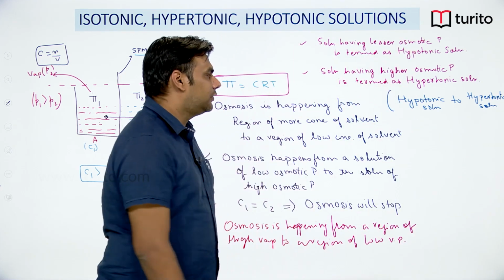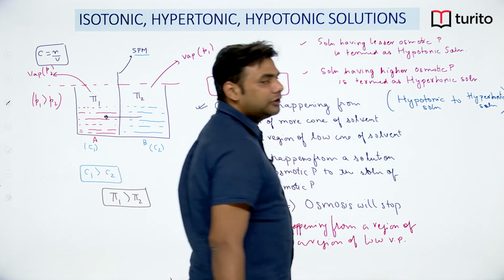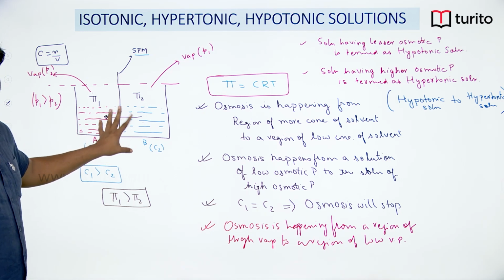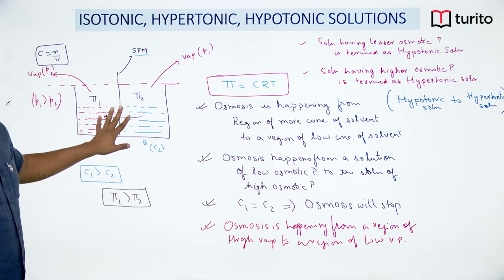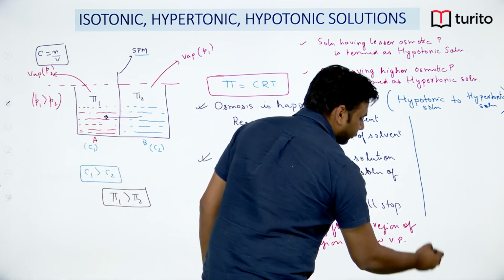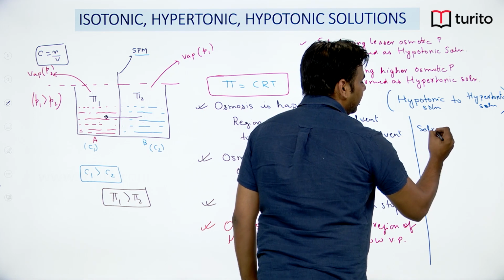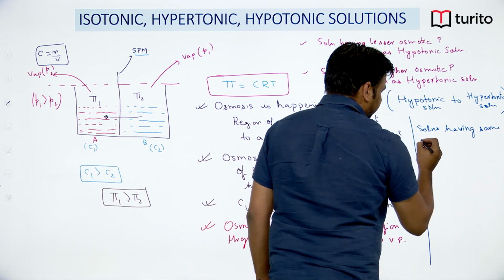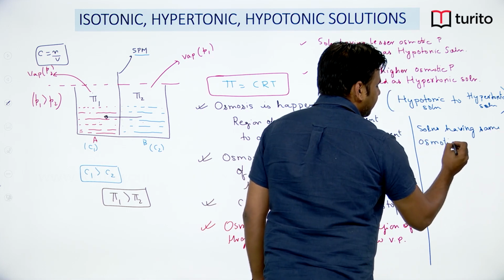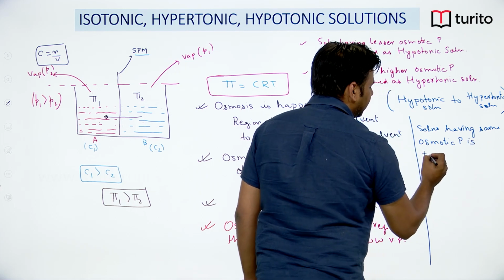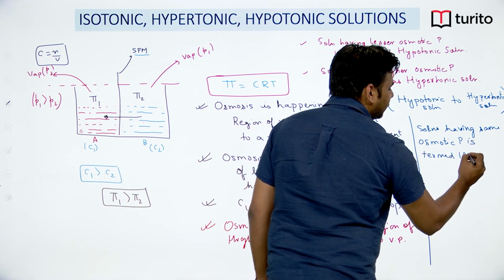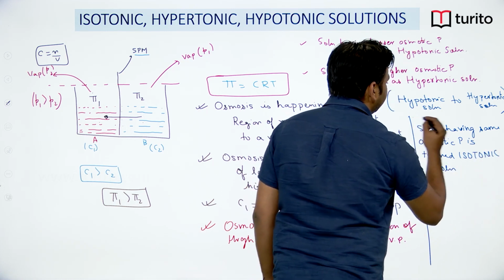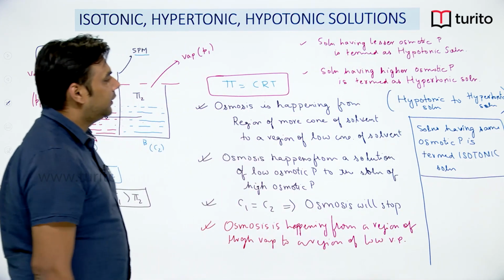Now osmosis continues till the concentration of both the solutions becomes equal. When the concentration of both the solutions becomes equal, both will have the same osmotic pressure. Solutions having the same osmotic pressure are termed as isotonic solutions. Okay, hope this is clear to you. So these are the few definitions that you should know before solving numericals.